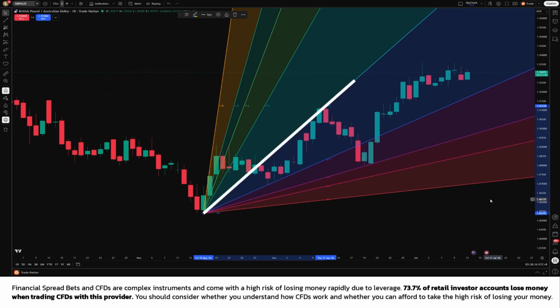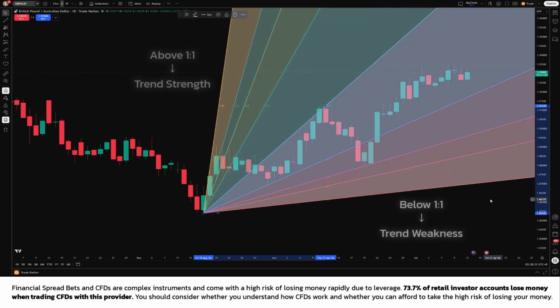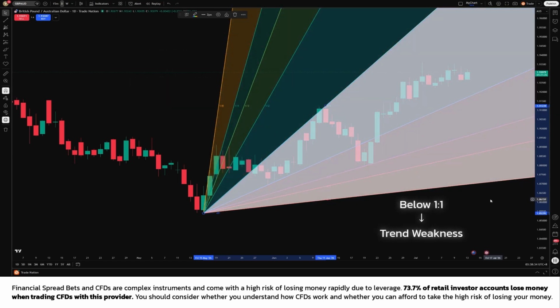At the center of the fan is the 1-to-1 angle. This line represents a balanced relationship between price and time, 1 unit of price movement for 1 unit of time. When price holds above an ascending 1-to-1 angle, it often reflects sustained trend strength. A break below it can signal that the move is weakening and may shift toward the next lower angle.